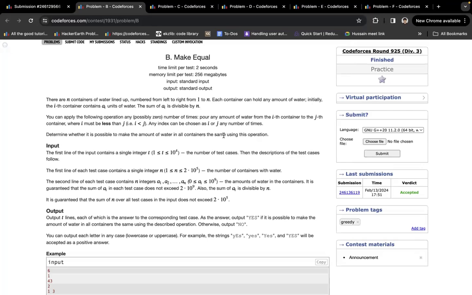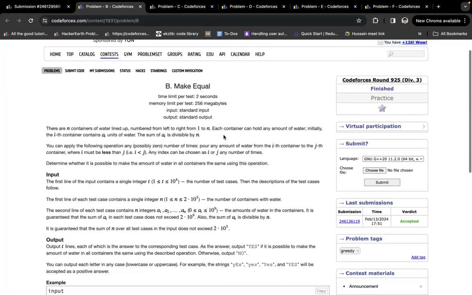The question is asking us if it is possible to make all the containers. So I guess I misread the problem. So is the approach clear, guys? Put a yes in the chat if the approach is clear.